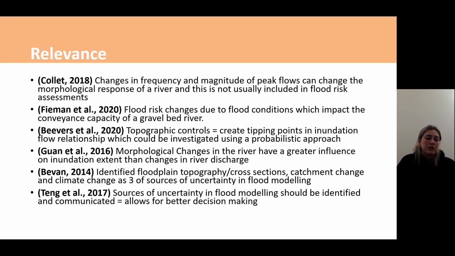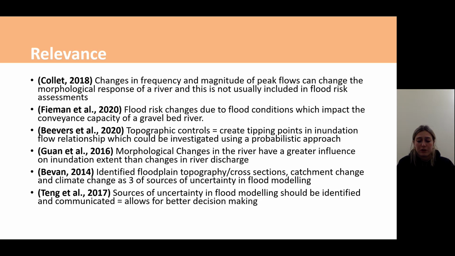So these research questions were heavily influenced by several papers by Klett, Feynman, and Beavers, which explained how changes in the peak flow of rivers can lead the river to morphologically respond. And this morphological response of areas of erosion and deposition, which changes the river topography, can change the conveyance capacity of the river. And this has been shown to be more influential on the inundation extent of flood than changes in river discharge by a paper by Guan in 2016.